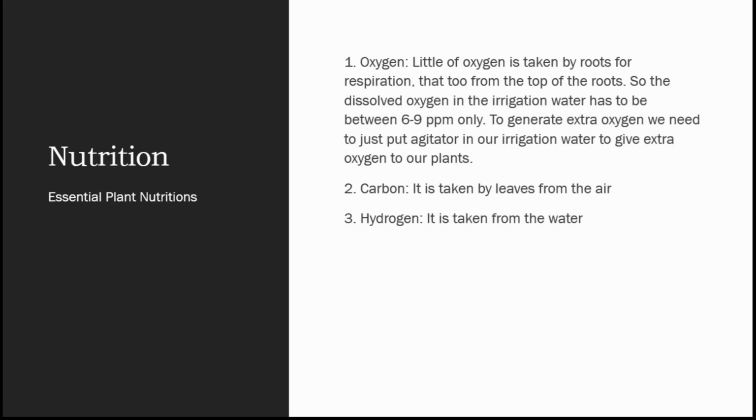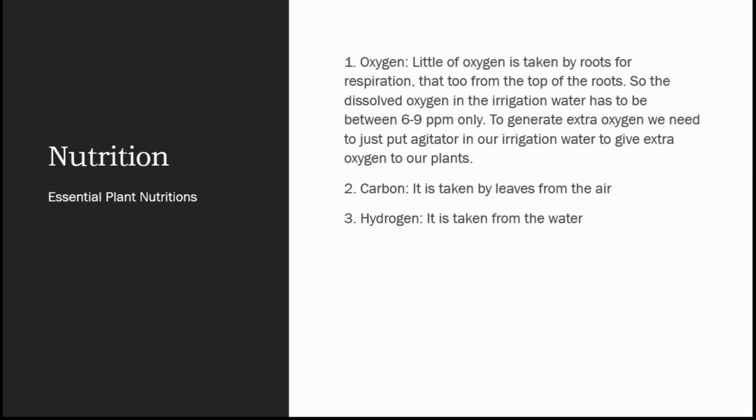Essential plant nutritions. Oxygen. A little oxygen is taken by roots for respiration, that too from the top of the roots. So the dissolved oxygen in the irrigation water has to be between 6 to 9 ppm only. To generate extra oxygen, we need to just put an agitator in our irrigation water to get extra oxygen to our plants, or else you can also add H2O2, that is hydrogen peroxide, that we had actually seen in our previous video.